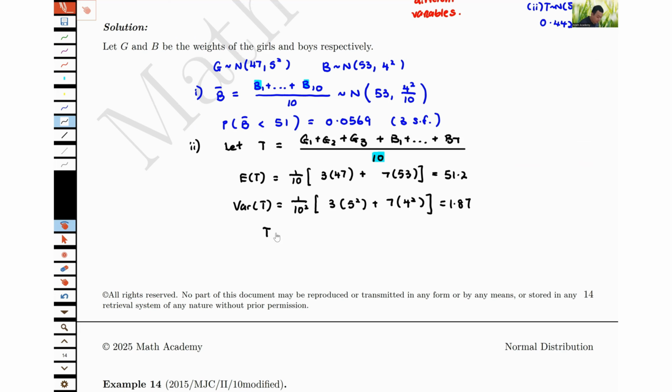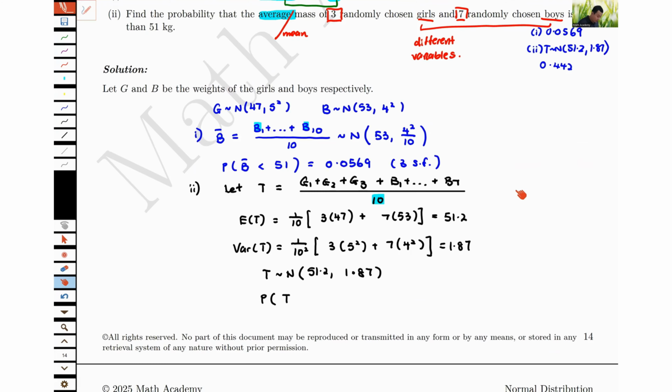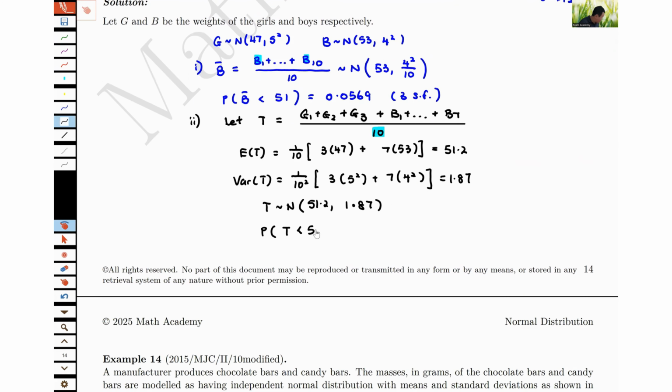And we should write down the distribution. So 51.2, 1.87. We can have probability of T. Question is looking for less than 51 kg.